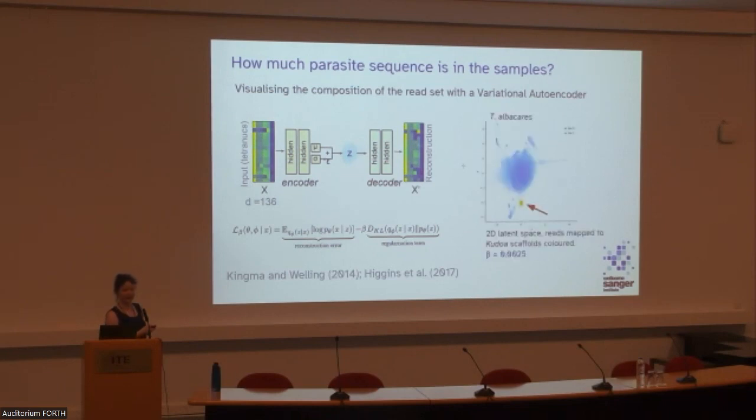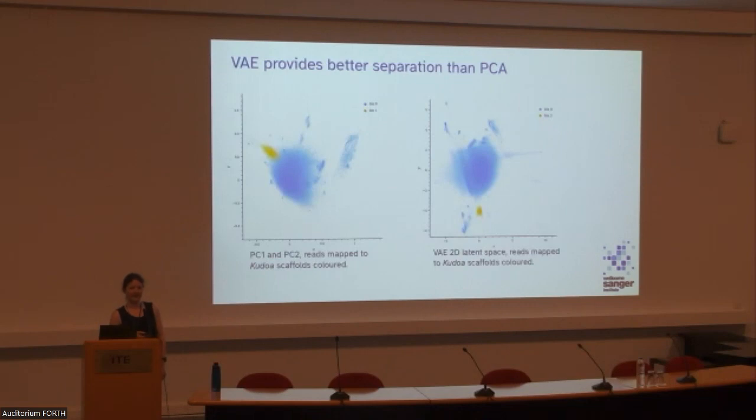And this is what happens when you apply it to one of the fish data sets. You can see there's different splotches. Part of that is just because the fish is heterogeneous, but the splotch in orange has the reads that are mapped to the previous Cadoa scaffolds in it. And the reason that I can't use PCA is that the variational autoencoder is just better at this task.